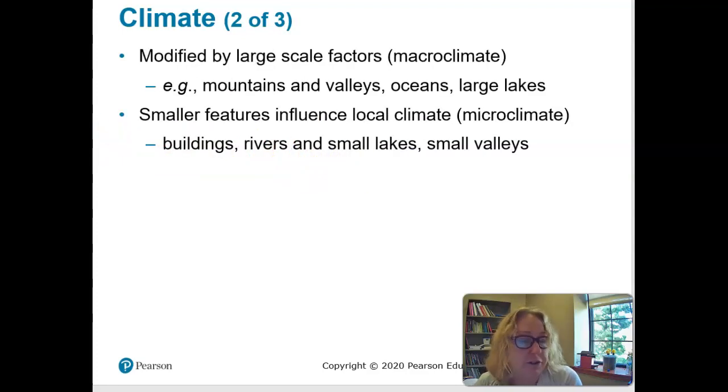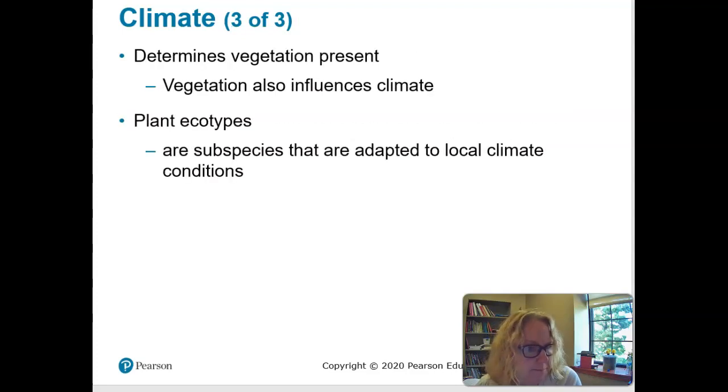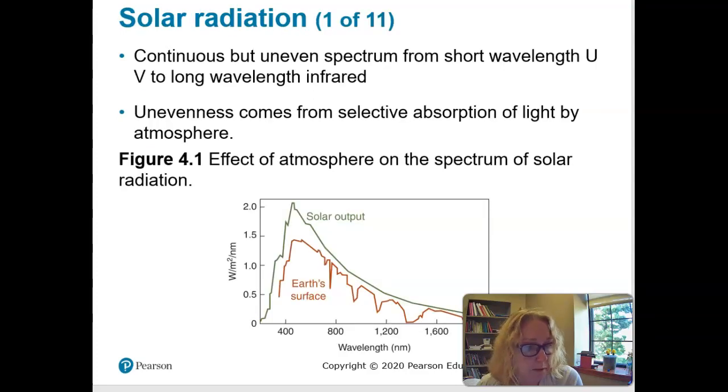It is modified by large-scale factors such as mountains, valleys, oceans, lakes, and smaller climates: buildings, rivers, small ponds, small valleys. There are microclimates here at Pompon. In between buildings, there'll be different wind or shaded areas. This determines the vegetation. Is it too cold there? Is it too windy there? It includes what kind of subspecies can be adapted to that local climate.